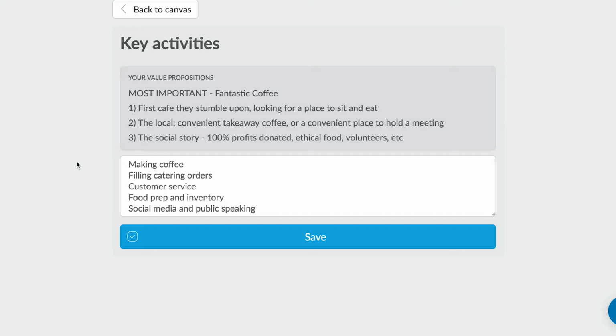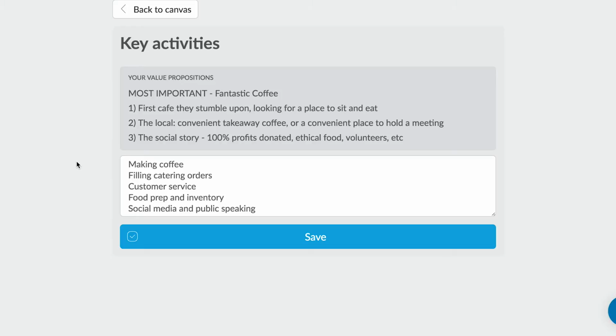We can't afford to have a bad experience, especially in a day and age where you have social media, people get to vote very quickly and very loudly if they've had a good experience or a bad one. This is going to be a priority. Food prep and inventory, as you'd expect for a cafe, pretty standard, but we can't afford to stop it. And the final one is social media and public speaking.